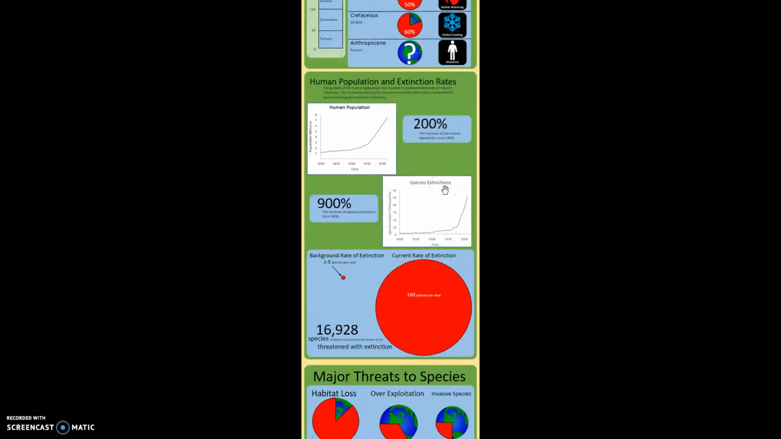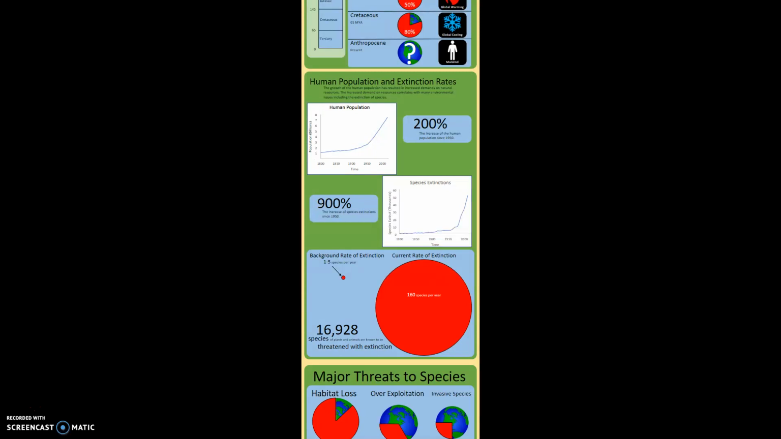The next section discussed the correlation between human populations and extinction rates throughout time. The strong correlation has led to the extinction being named the Anthropocene. In addition to the trends throughout time, I also chose to compare today's extinction rates to the expected background extinction rate in a graphical manner. This illustrates the significance of the problem.